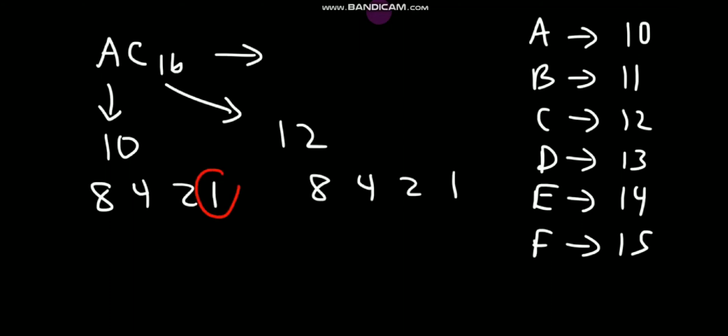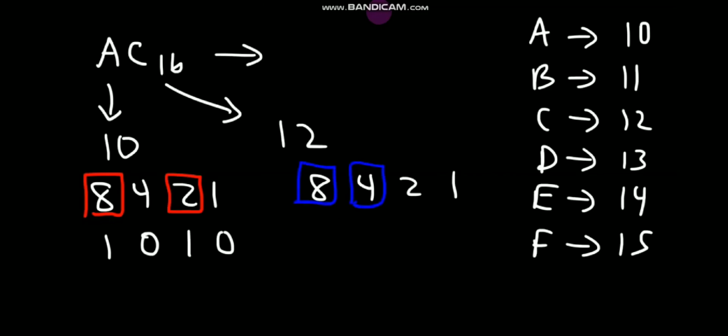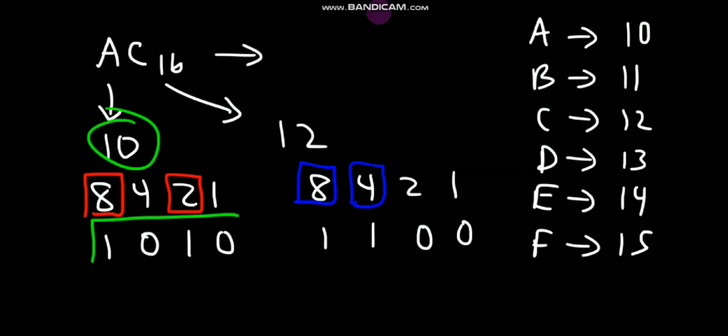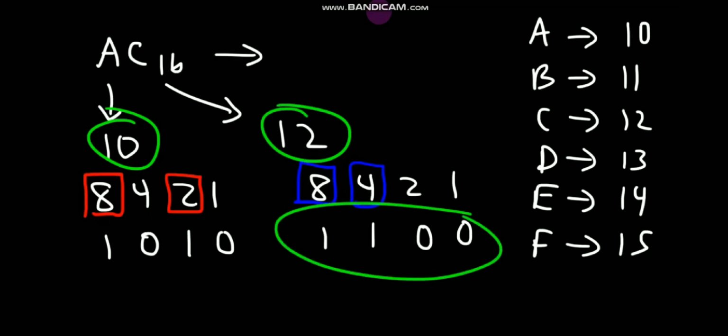Then how will we get 10? We will get 10 by 8 and 2. So we will write 1010. Now how will we get 12? By 8 and 4 only. So we will write 1100. Now after this conversion, this is the binary conversion. Now after this conversion you have to write it together. This is the conversion of 12, this is separate.